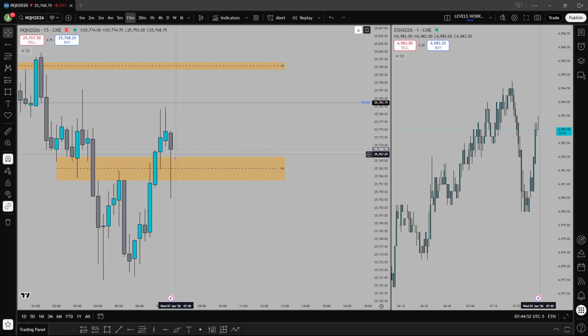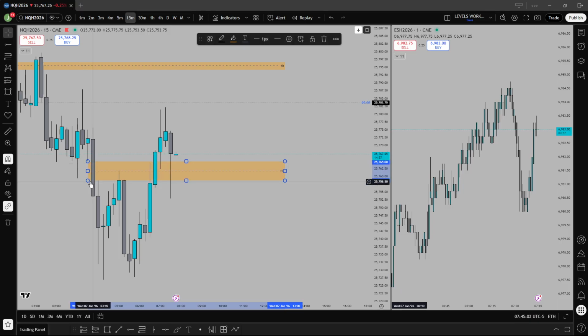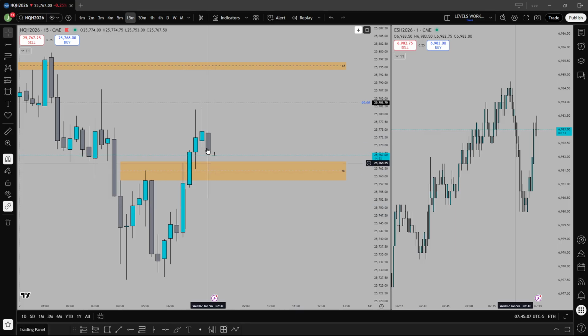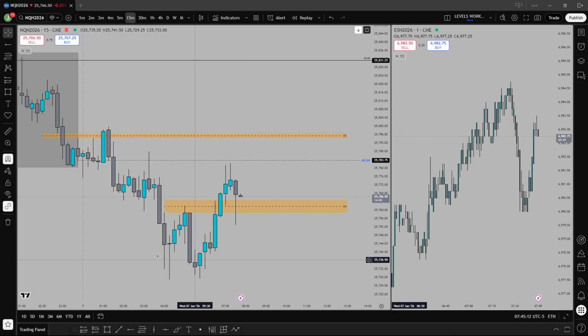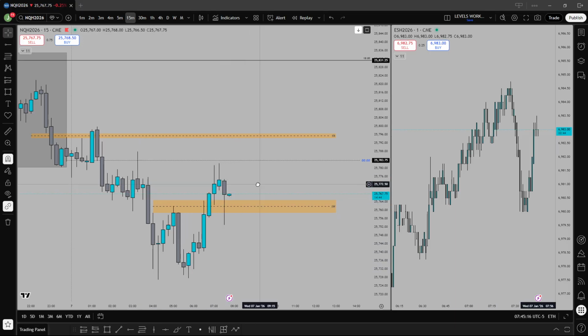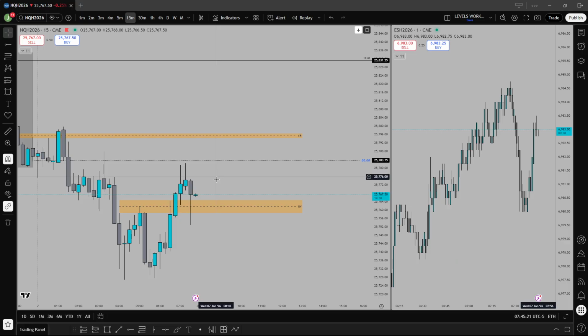To be honest, I don't like the rejection of this 15-minute fair value gap. I don't like how we created this wick because I want to see price take these lows, and this is a signature that it still wants to maybe climb up here or something. But let's see.